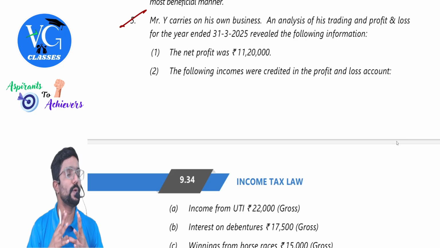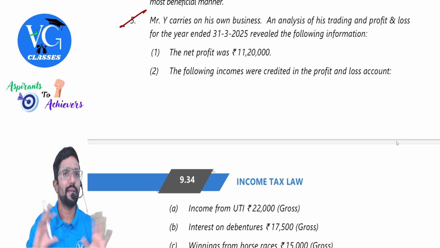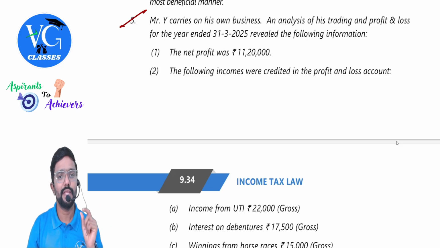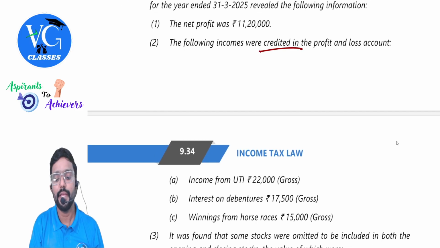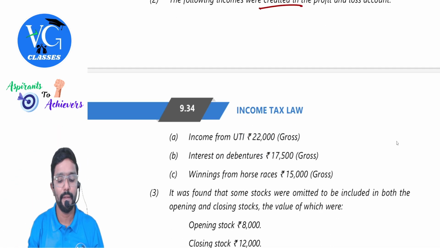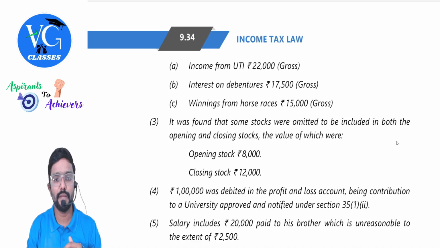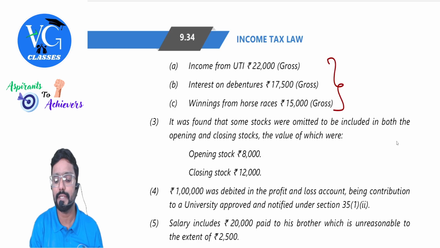Mr. White carries on his own business. An analysis of his trading and profit and loss for the year ended 31st March 2025 revealed the following information. They have not given the P&L account, but the data. The net profit was 11,20,000. The following incomes were credited in the P&L account. Income from UTI, interest on debentures, winnings from horse race, all are given gross, but all these three are taxable under I, F, O.